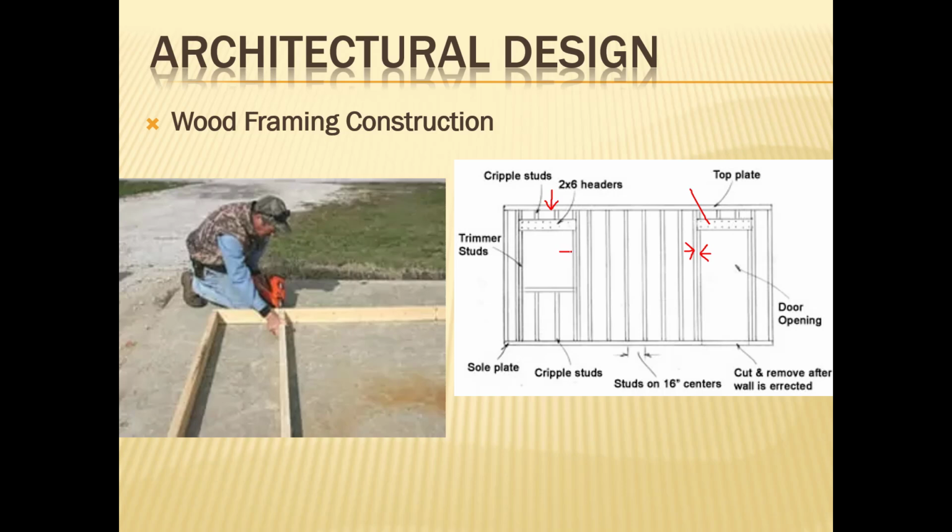So on the inside of the windows, we have the jack stud. And on the outside of the window, we have what we refer to as the king stud. Also could be referred to as trimmer studs, depending on who's communicating this.